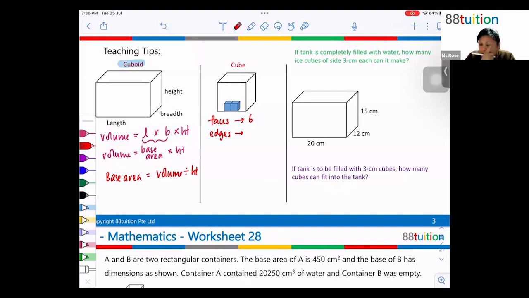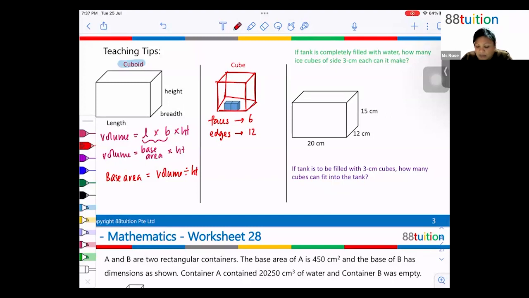Anyone? No? Okay. Now, everyone look at the screen. I'm going to show you what edges mean. So this is an edge. 1, 2, 3, 4, 5, 6, 7, 8, 9. Behind 10, 11, 12 edges. So a cube has 12 edges, 6 faces. A cube has 6 equal faces and 12 equal edges.